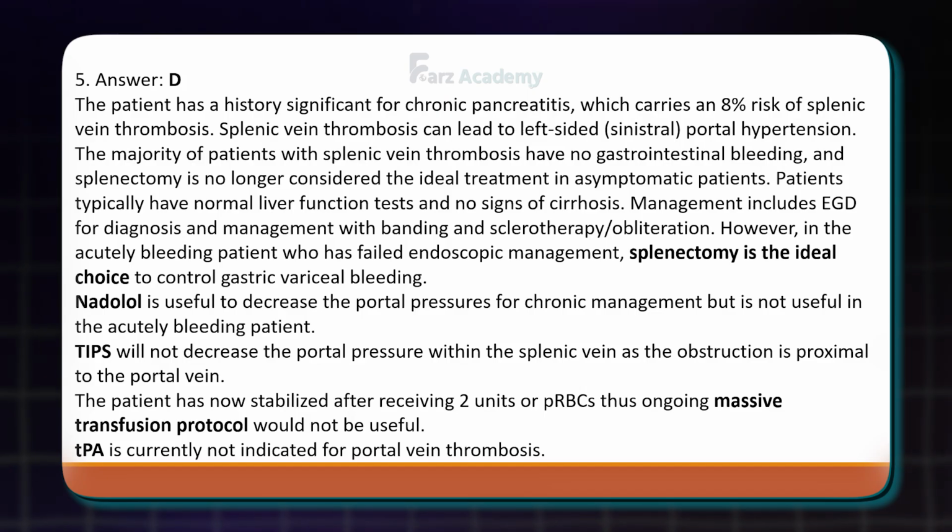So splenectomy was the correct answer in this because he had failed the endoscopic management and there was a rebleed. If it would have been a first bleed, then splenectomy would not have been the answer. Okay. Next, we move forward.